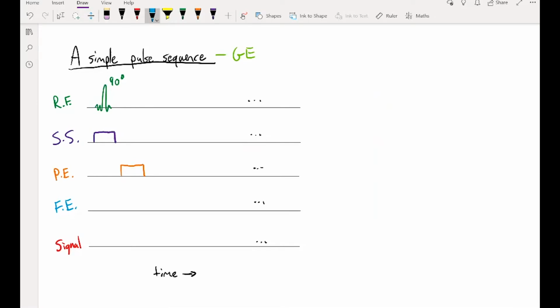And then lastly, we need to encode our frequency encoding information, right? Using our frequency encoding gradient. This one tends to be longer than the phase encoding gradient because it has to be on for the entire time that we're recording signal. And recording signal does take some time. So we can just shoot a little bit of phase in there with a phase encoding gradient, but then our frequency encoding step typically takes more time. So all is fine and dandy so far.